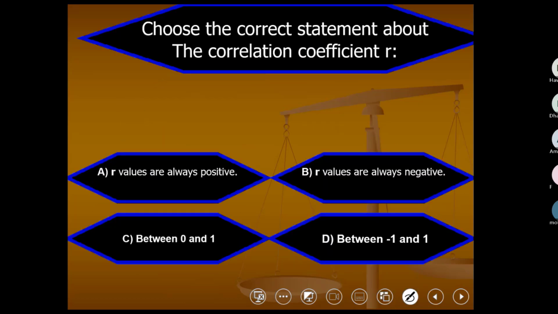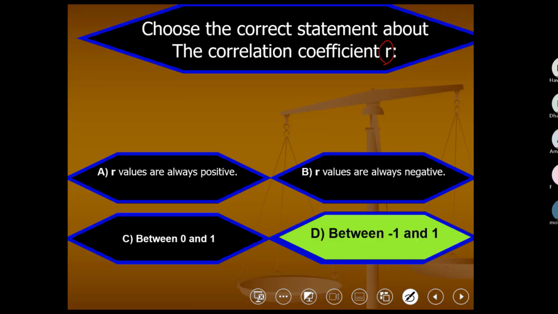Now, about the correlation coefficient values, we know the correlation coefficient R values. Which one is correct for this one? The value of the correlation coefficient R is what? Is it D, always positive? D, yes, between minus 1 and 1, positive or negative. Excellent.